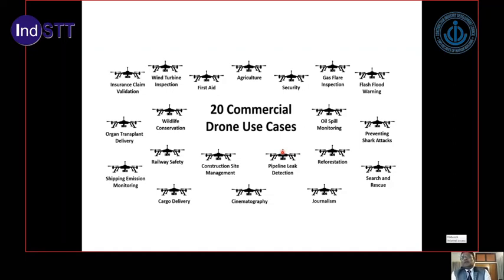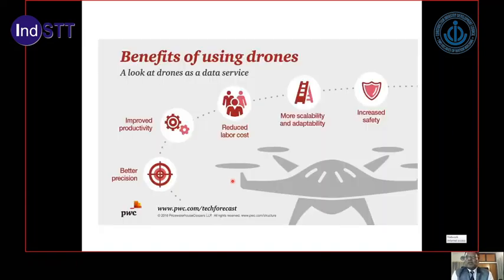Now there are a very large number of commercial uses of the drone, as you can see from the slides. People are using it for different industrial uses. If we look at the construction sector, in construction site management, this is being used very frequently in foreign countries. Now these are the benefits. We are getting very high precision, improved productivity at reduced labor cost, scalable data, more adaptability, and increased safety. So these are the additional benefits which we are getting.